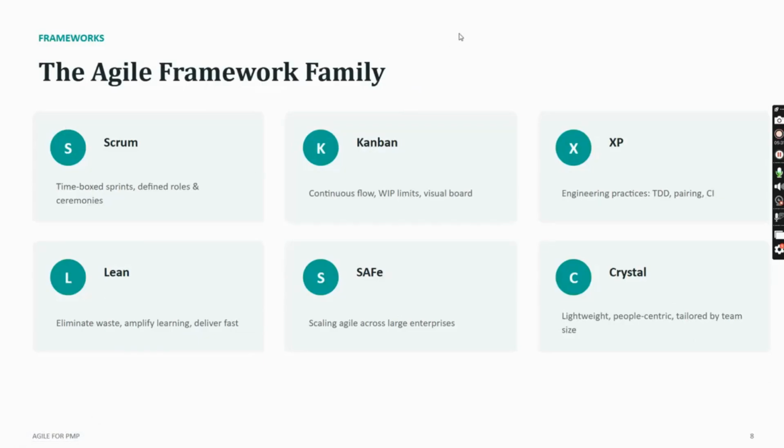Next goes the Agile Framework family. This is most important. There are many types of Agile frameworks. Some of them are Scrum, Kanban, XP. XP is nothing but extreme programming, Lean, SAFe, and Crystal.